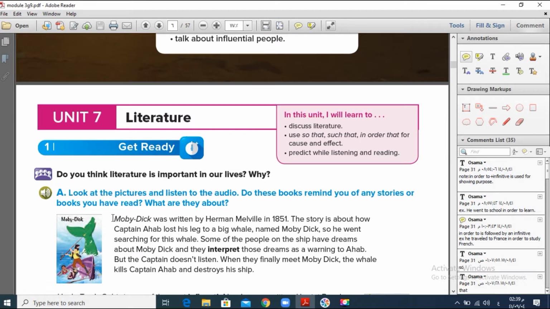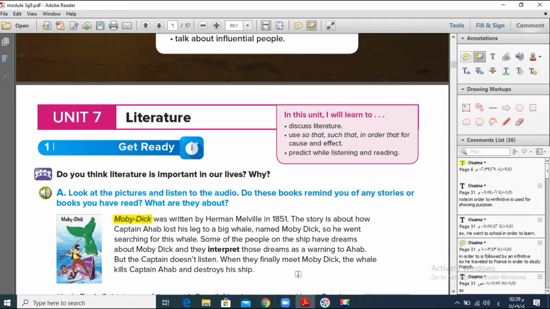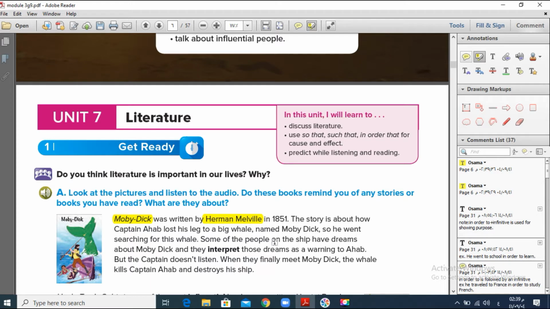First, you read the main text. Moby Dick was written by Herman Melville in 1851. Now, I want to focus on what? Names. Moby Dick. Herman Melville. Important. 1851. Important date. Okay.